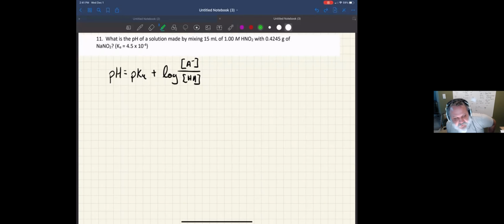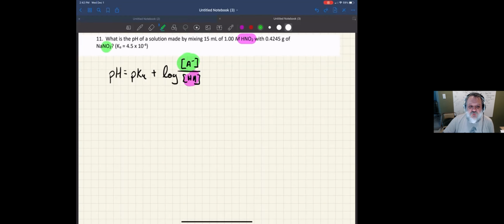Okay, here is an example of a buffer solution problem. This question is asking you what's the pH of a solution made by mixing 15 milliliters of 1 molar HNO2 with 0.4245 grams of sodium nitrite. And you have to realize that sodium nitrite consists of the conjugate base NO2⁻ of nitrous acid HNO2. And so this is a buffer.